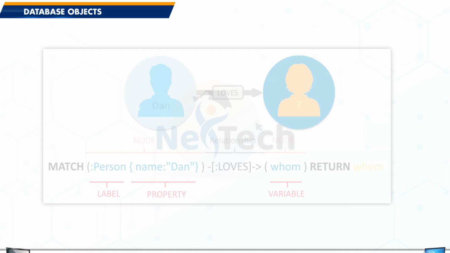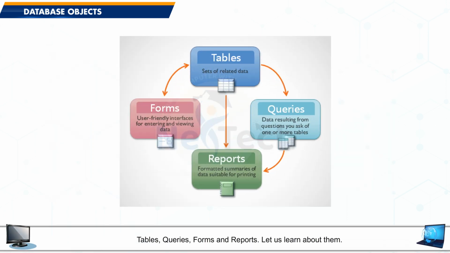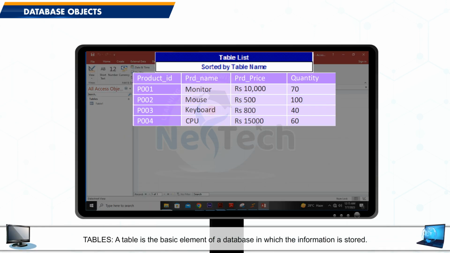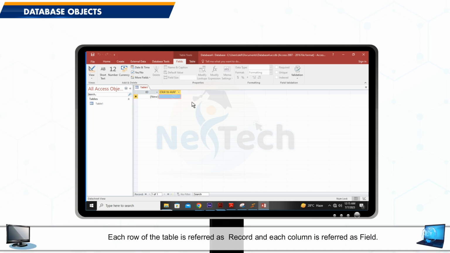Database objects. A database, a related collection of information, mainly comprises four objects: tables, queries, forms, and reports. Let us learn about them. Tables. A table is the basic element of a database in which the information is stored. A table consists of horizontal rows and vertical columns. Each row of the table is referred to as a record and each column is referred to as a field.